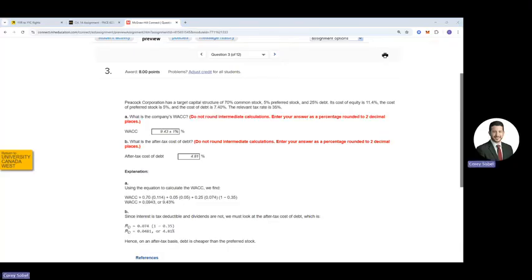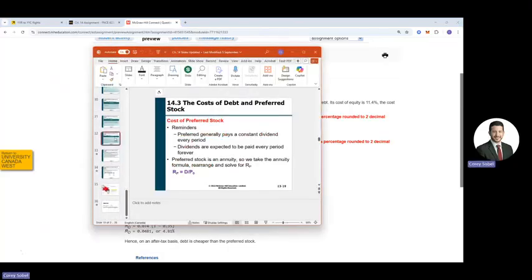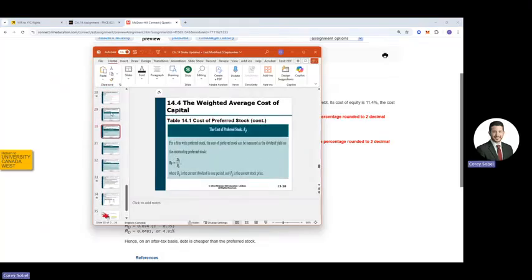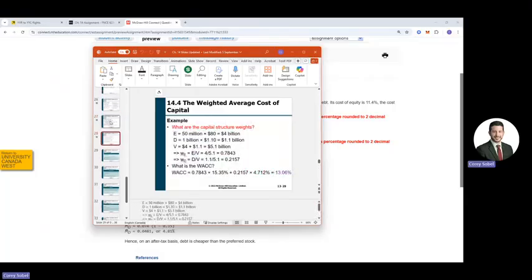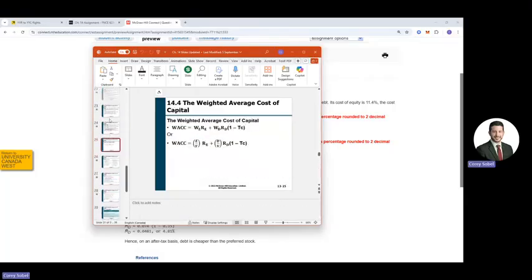If you looked at the slides that I posted, and there was information on this in the textbook as well, we got into this idea of the weighted average cost of capital. Let me find the right slide here, right here: weighted average cost of capital. If there's a tax component, we can factor that in. If there's no tax component, we don't have to worry about the tax piece.